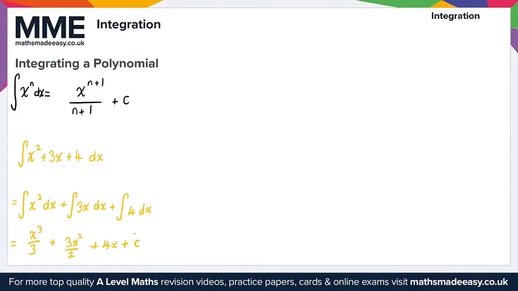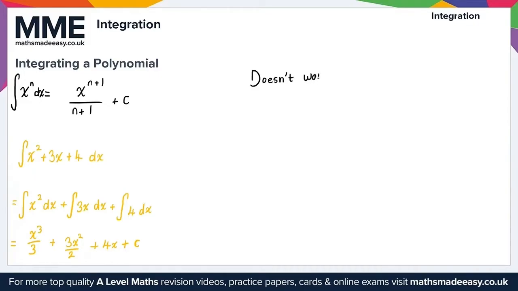Now it's important to note that our rule works for anything of the form x to the power of n, not just positive whole numbers. So we're able to integrate far more than just polynomials. However, it's important to note that this does not work for n being equal to minus 1. So let's just note that down. But this doesn't work.